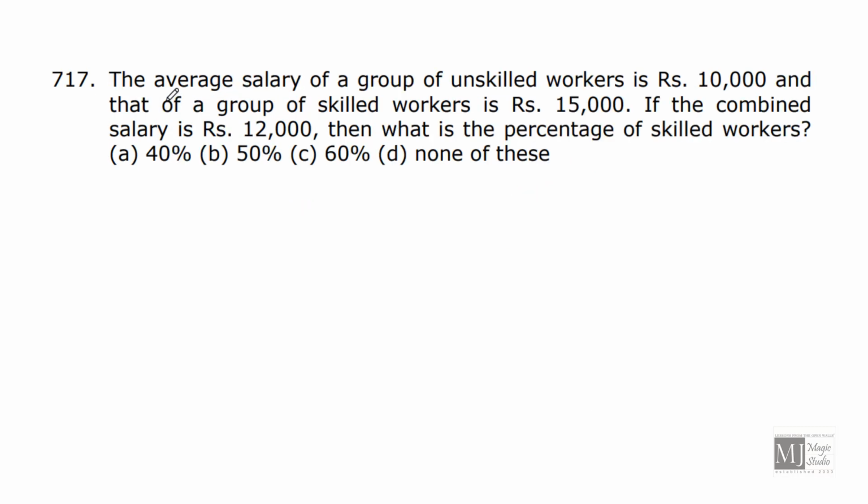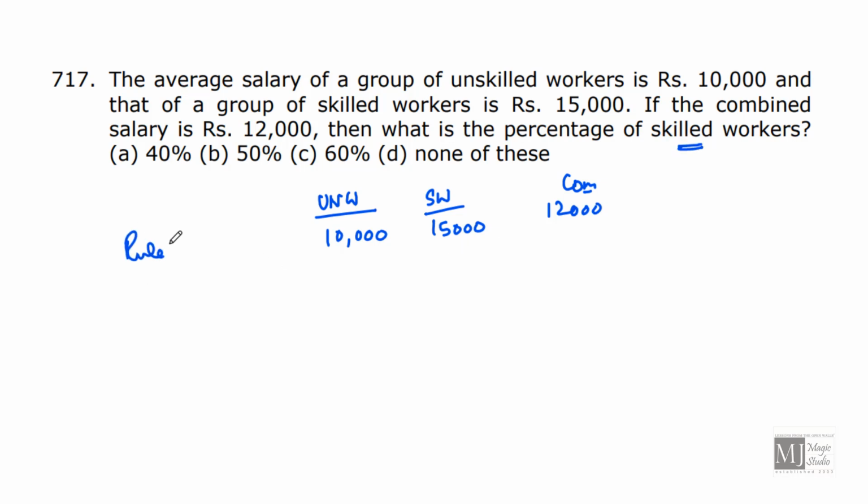Option D. The average salary of a group of unskilled workers is 10,000 and that of a group of skilled workers is 15,000. If the combined salary is 12,000, then what is the percentage of skilled workers?